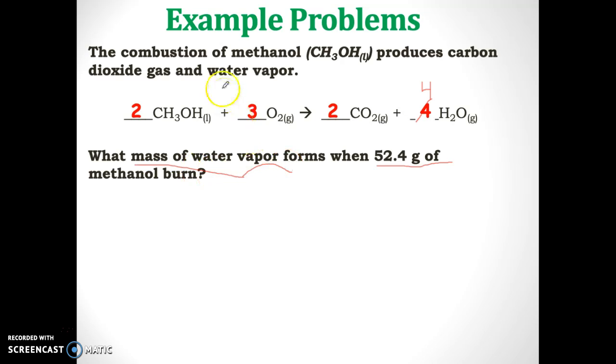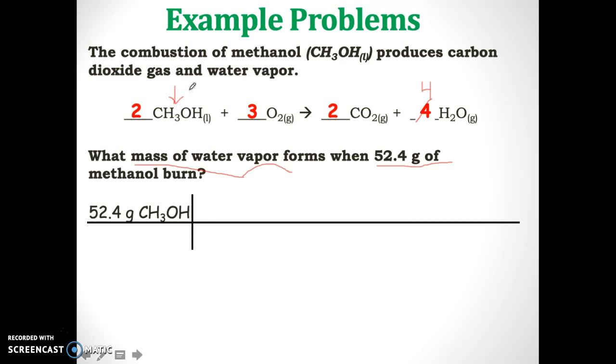Okay? So what is methanol? Methanol is this alcohol right here, CH3OH. So I'm going to start with my 52.4 grams of methanol, and I'm going to go towards grams of water. My three-step problem. So first, I'm going to go from grams to moles with the molar mass again going on bottom, 1 mole going on top.